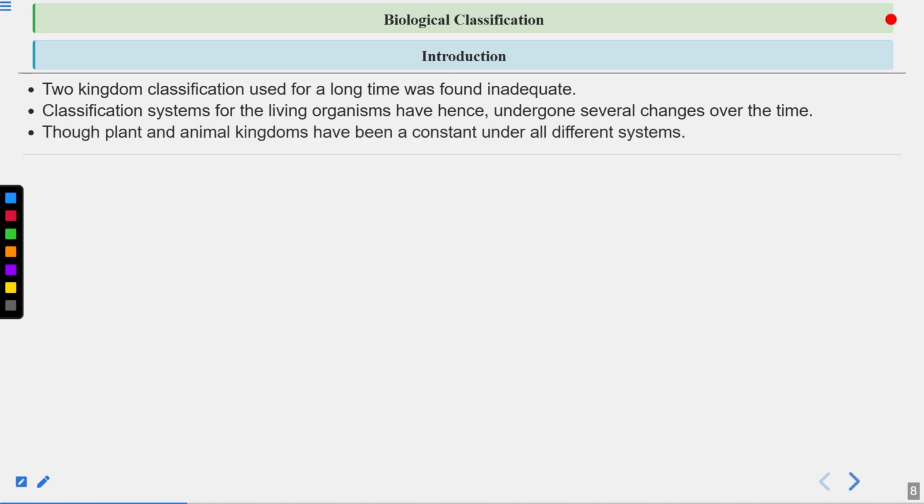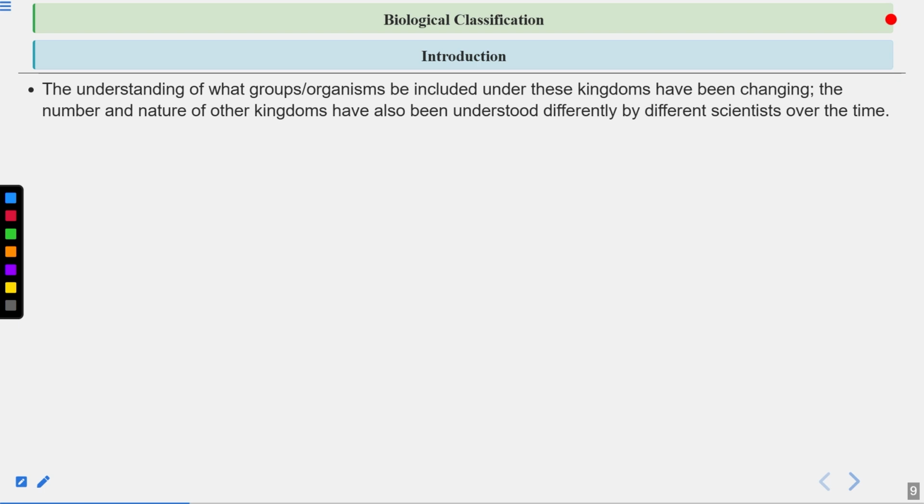Now the plant and animal kingdoms have always been constant under all the systems. There are many systems: the 2 kingdom classification, then the 5 kingdom classification, the 6 kingdom classification. In all of these classification systems, these 2 kingdoms, plants and animals, have been constant, and other kingdoms have been added, like Kingdom Monera, Fungi, and Kingdom Protista.